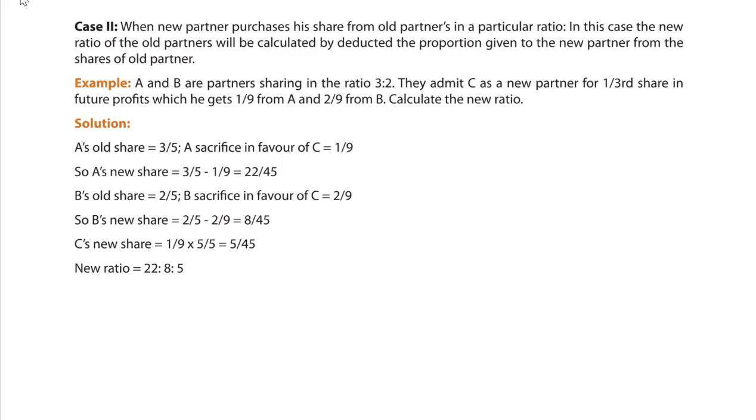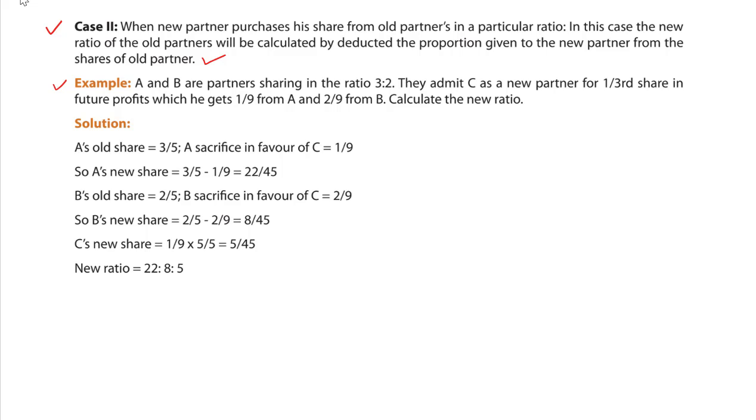Case 2. When the new partner purchases his share from old partners in a particular ratio, in this case, the new ratio of the old partners will be calculated by deducting the proportion given to the new partner from the shares of the old partners.